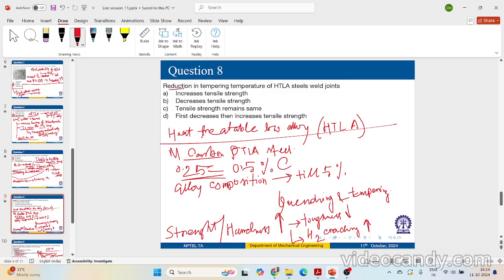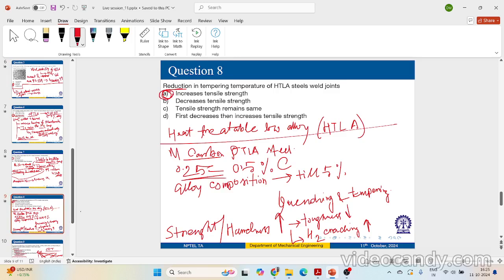So if you are having a reduction in tempering temperature, tempering means after quenching you are again increasing the temperature to a certain level, right? So if you are reducing the tempering temperature range of heat treated low alloy steel, that will increase my tensile strength. The more you increase the temperature, the more you are imparting ductility or toughness, and reducing it enhances the strength or hardness. So this is the reduction in tempering temperature range, right? So it is true.